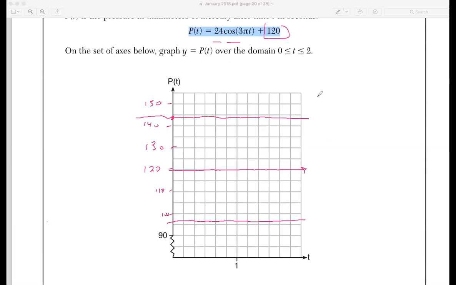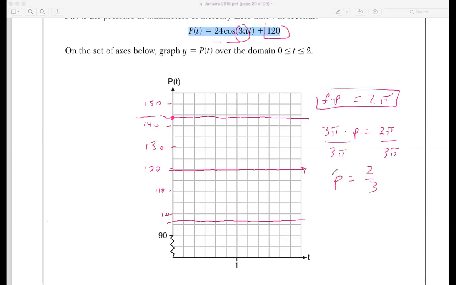And now there's this thing, f times p equals 2 pi. It's this formula. f is this, 3 pi. It's the thing in front of the variable. So now you do 3 pi times p equals 2 pi. To get p, divide both by 3 pi. So here p is 2/3, which means that this function is going to repeat 3 times every 2 seconds. What does that mean? This is 2.